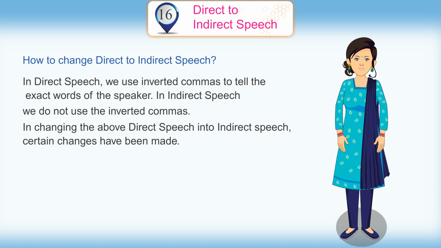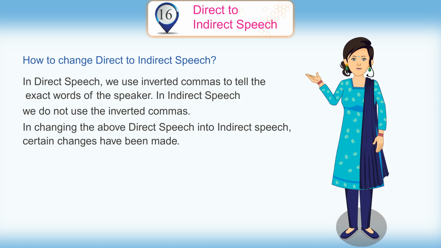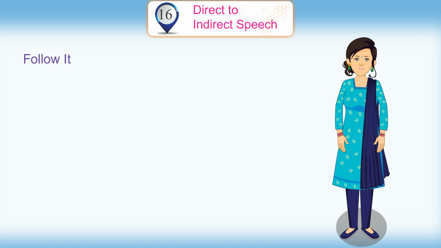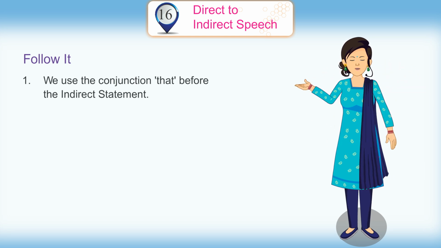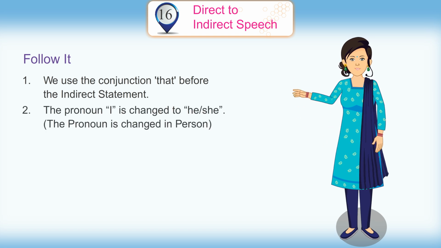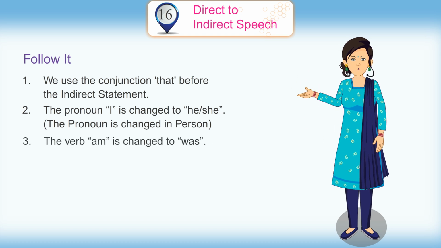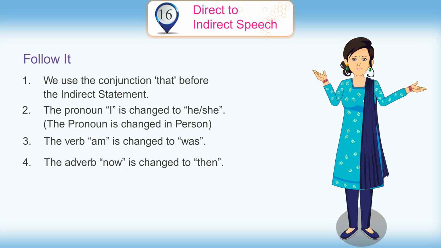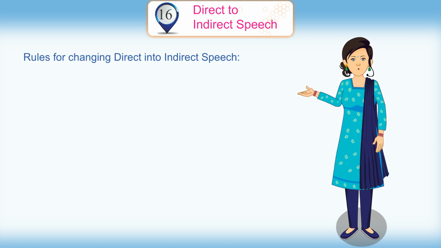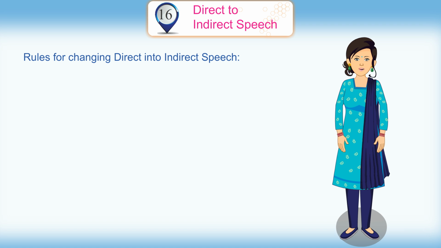In changing the above direct speech into indirect speech, certain changes have been made. Follow it. We use the conjunction that before the indirect statement. The pronoun I is changed to he or she. The pronoun is changed in person. The verb am is changed to was. The adverb now is changed to then. Rules of changing direct into indirect speech.